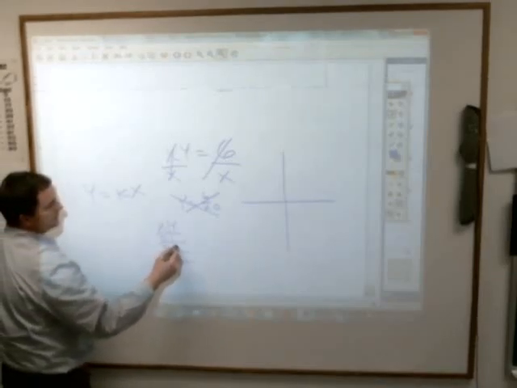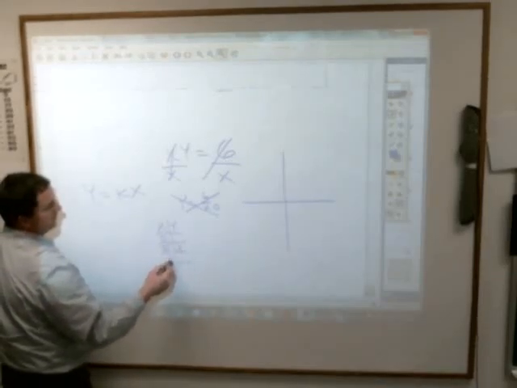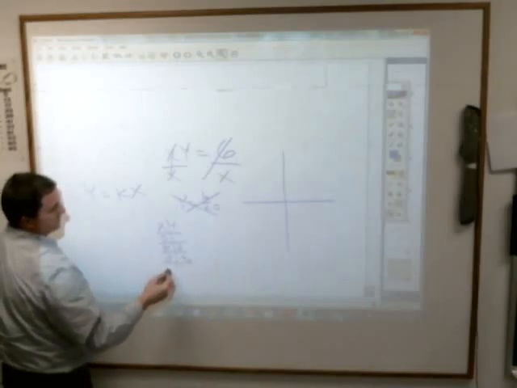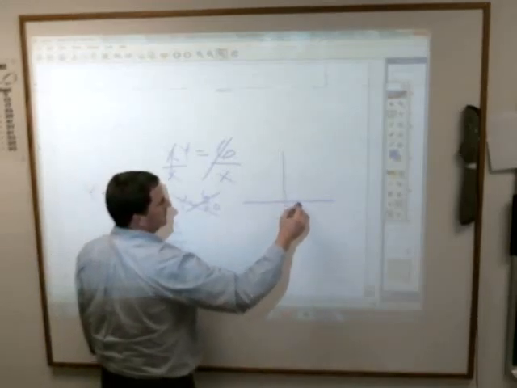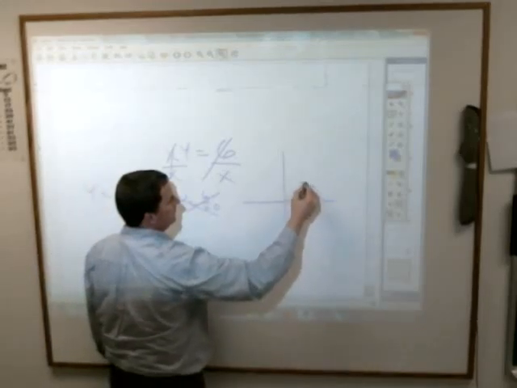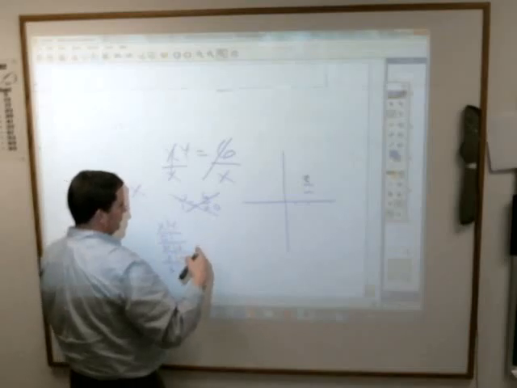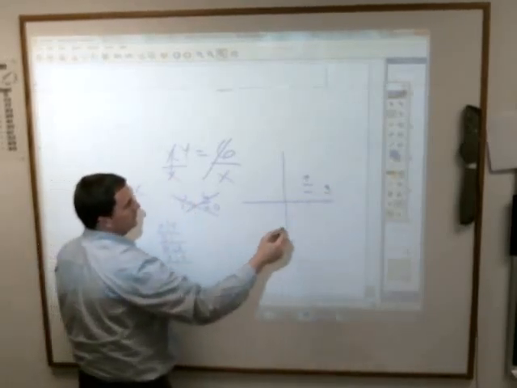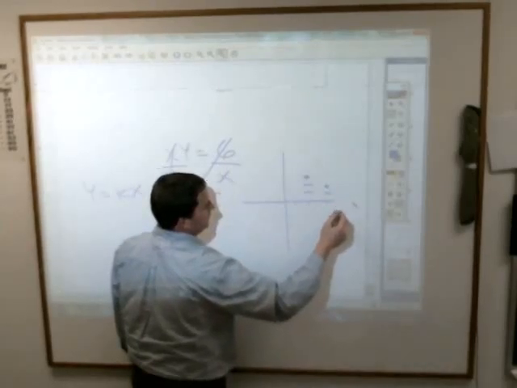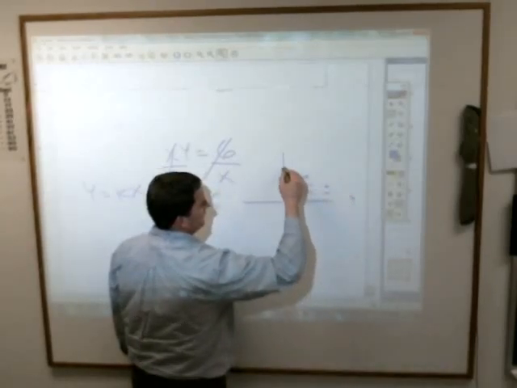If you put 2 in for x, y would be 3. If you put 3 in for x, y would be 2. If you put 6 in for x, y would be 1. What would happen if you graph this? 1, comma 2... no: 2, comma 3. 3, comma 2. 6, comma 1. And I can get a line like this.